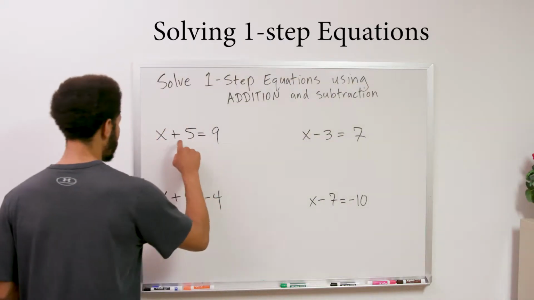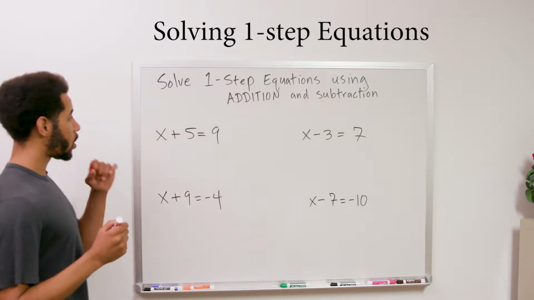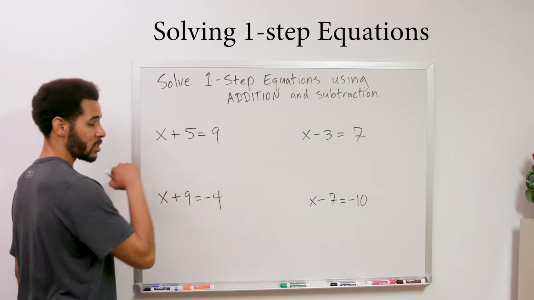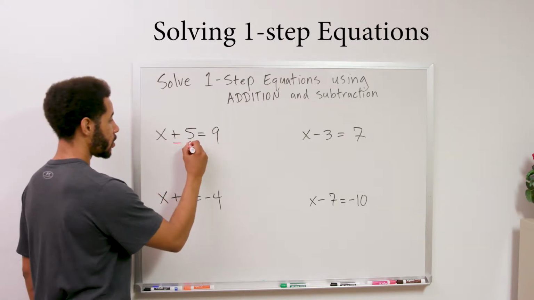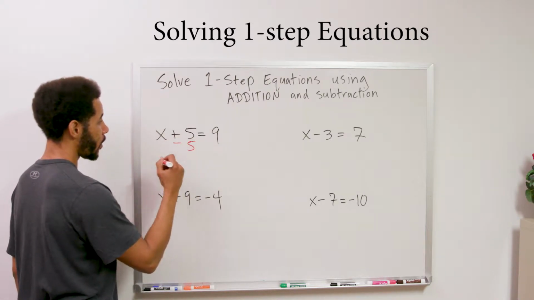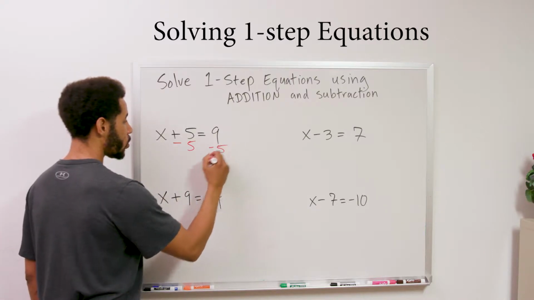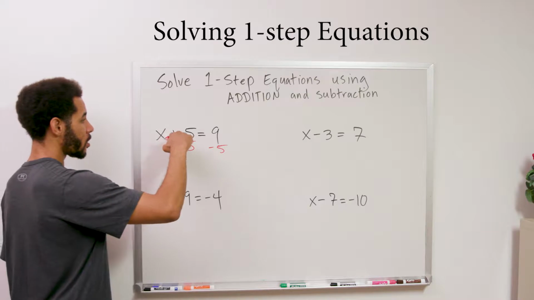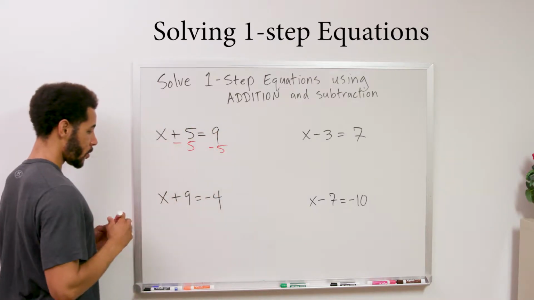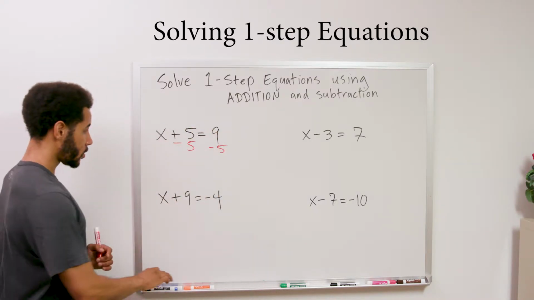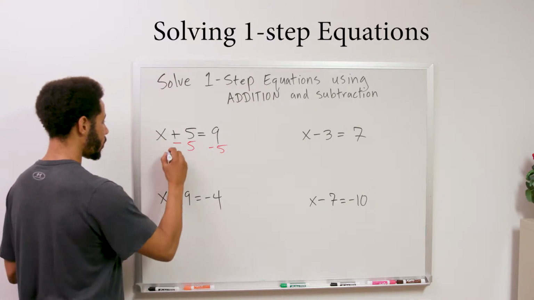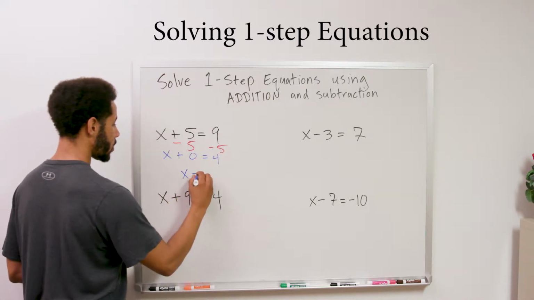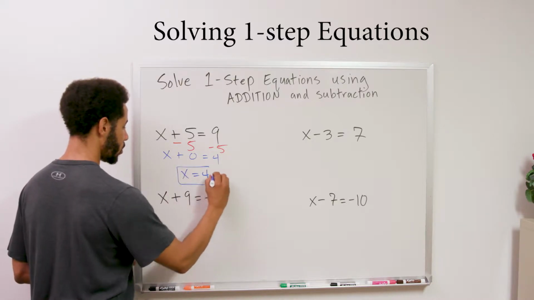So here we have x plus 5 equals 9. We want to create a 0 here. We want to use our additive inverse. The way we make a 0 with a positive 5 is by subtracting 5 or adding negative 5. We have to do it to both sides because this equal sign tells us that whatever happens over here also needs to happen over here. It won't be equal otherwise. What we have left here is x plus 0 equals 4. That's how we can say x equals 4.